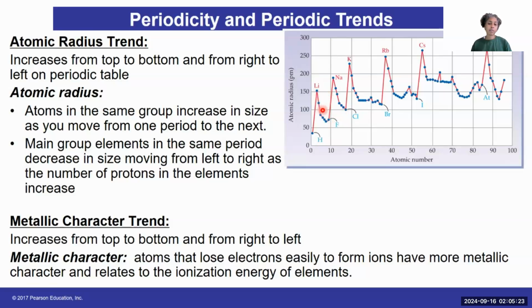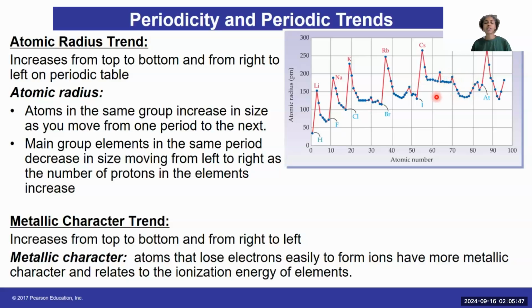If I'm looking from lithium to fluorine, these are all in the same period. Lithium has a larger atomic radius than fluorine. Same thing as we look at sodium and chlorine. So these are just looking at the atoms that are in groups 1A through 7A. We're not looking at the transition metals.